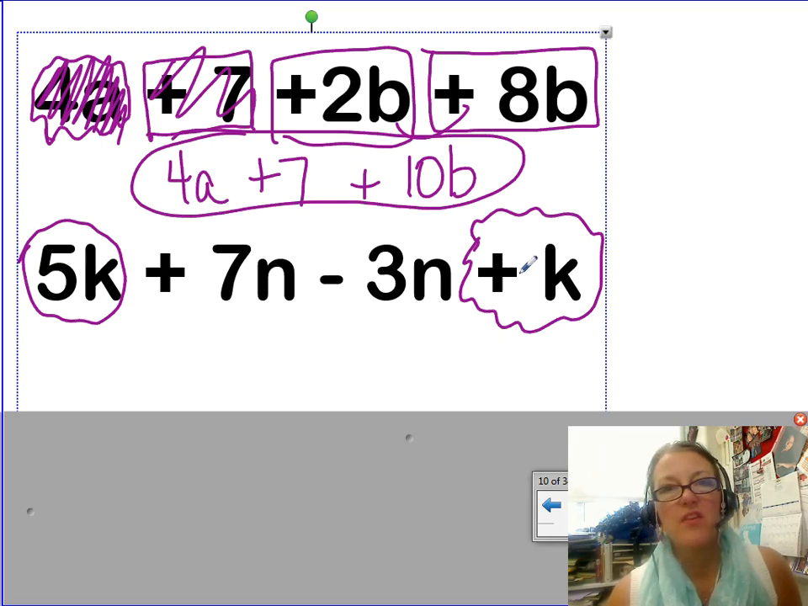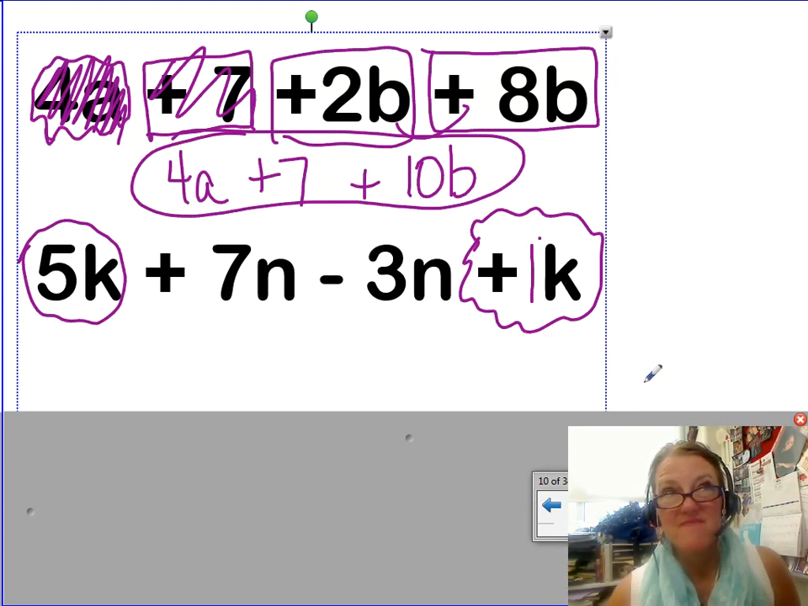There's some other little interesting observation about this term here. And that is, I don't see a coefficient right now. It just says plus k. There's really a number there. Do you know what it is?